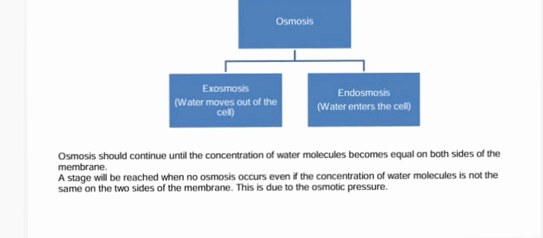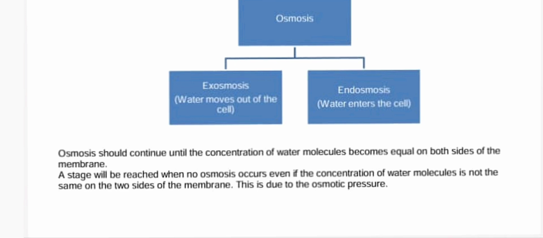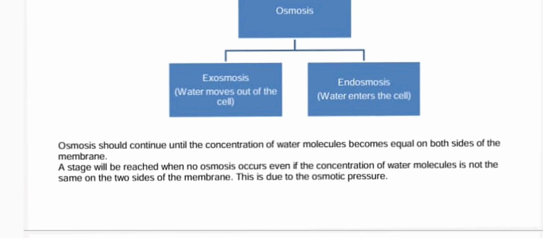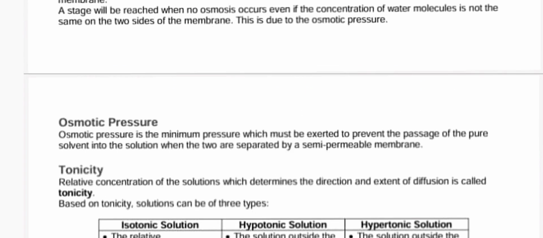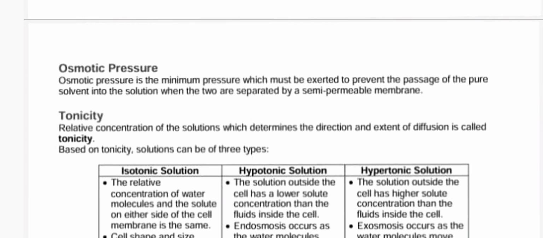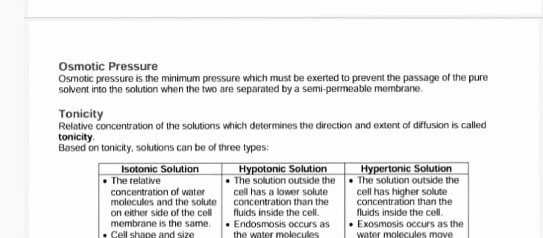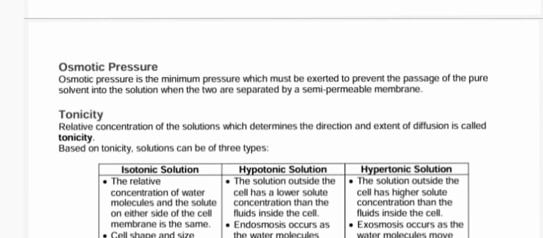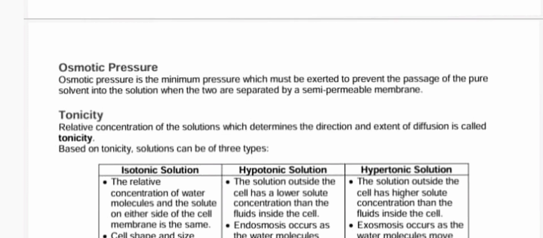So there is osmosis, exosmosis and endosmosis. Osmosis should continue until the concentration of water becomes equal on both sides. A stage will be reached when no osmosis occurs, even if the concentration of water molecules is not the same on both sides. This is due to the osmotic pressure. What is osmotic pressure? Osmotic pressure is the minimum pressure which must be exerted to prevent the passage of pure solvent into the solution when the two are separated by a semi-permeable membrane.